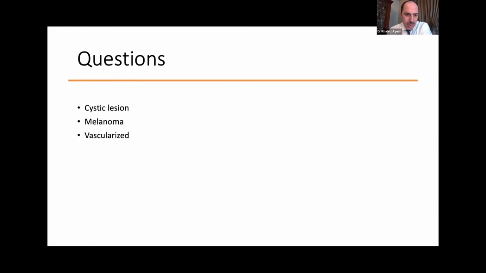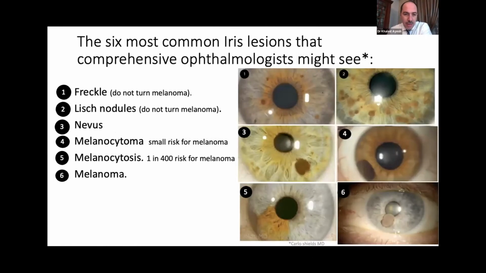Is this just a simple cystic lesion? Is this a melanoma? Is this a vascularized lesion? We are not sure about this lesion. When we reviewed the literature, Carol Shields mentioned that there are 6 most common iris lesions that comprehensive ophthalmologists might see, such as a freckle, Lisch nodules, a nevus, a melanocytoma, a melanocytosis, or a melanoma. But maybe our patient does not fit under any of these lesions.